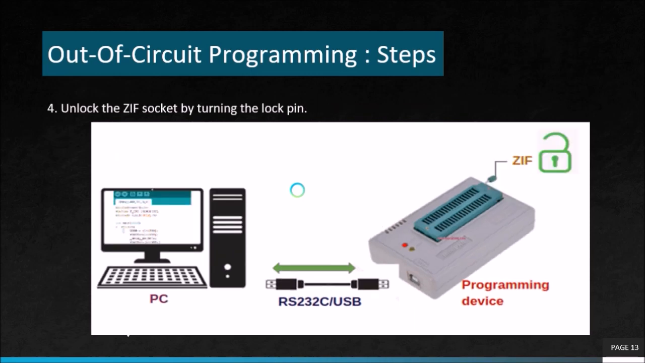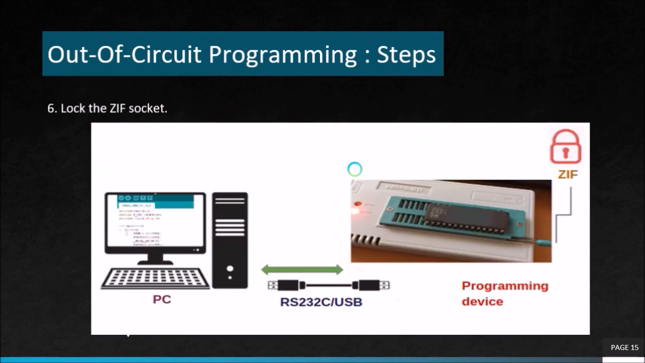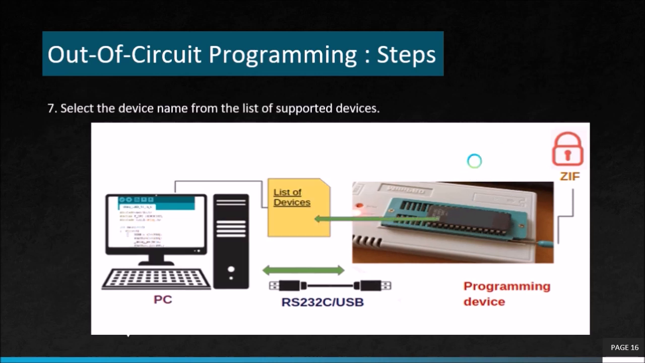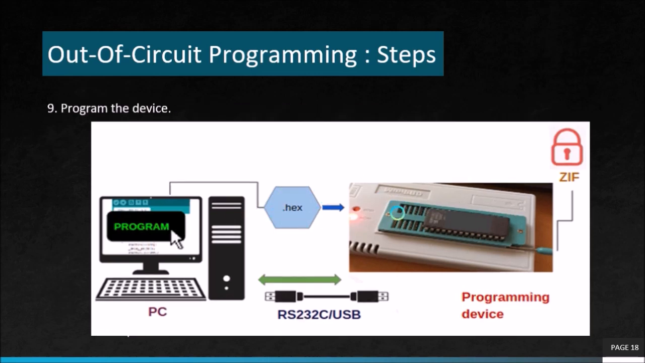Unlock the ZIF socket by turning the lock pin. Insert the device to be programmed into the open socket. Lock the ZIF socket so that the chip will stay in place. Select the device name from the list of supported devices. Load the hex file which is to be embedded into the device.